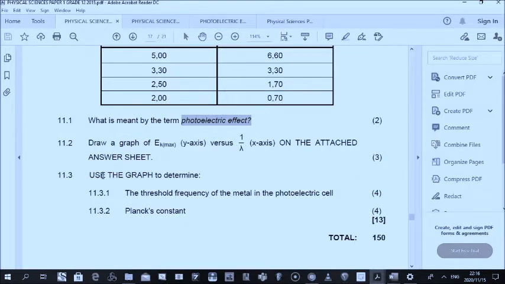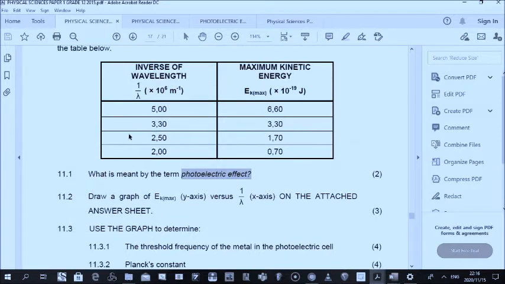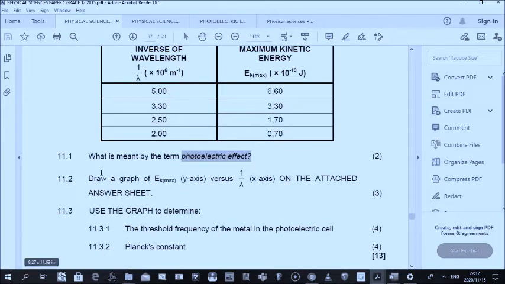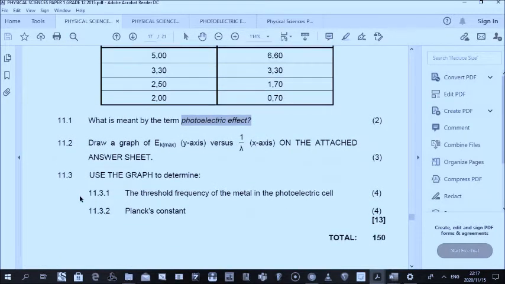I hope that you can do question 11.2, which is just drawing this. You should be provided with graph paper. But even if you are not, you should be able to come up with a system to just plot these points. In grade 12, you should have that skill of plotting graphs from a table. So moving on.